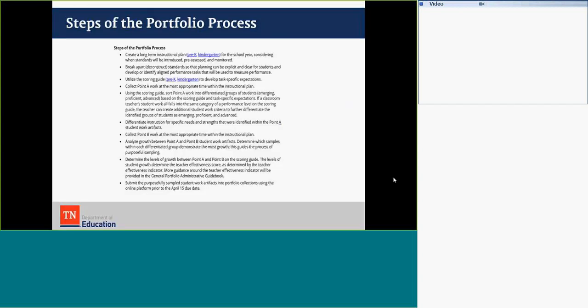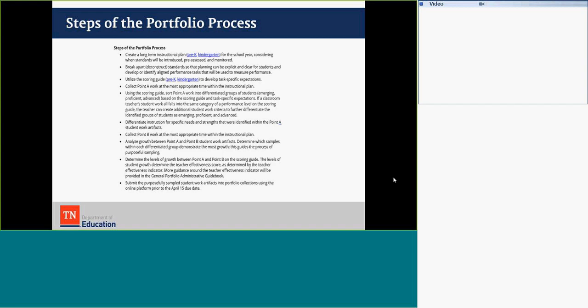So as we dive into the actual pre-K–K portfolio and some more specifics around the process, what you see on your screen here is also in the resource guide, and we highly encourage you to read and reread some of these parts and some of these pieces.